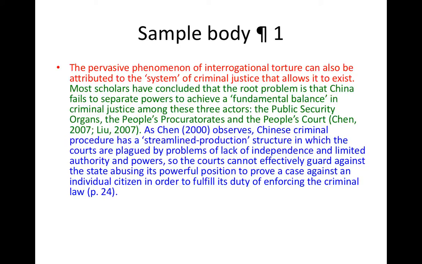Okay. The pervasive phenomenon of interrogational torture can also be attributed to the system of criminal justice that allows it to exist. Most scholars have concluded that the root problem is that China, this is from a paper about interrogational torture of people in prisons in China, fails to separate powers to achieve a fundamental balance in criminal justice among these 3 actors: the public security organs, the people's procuracies, and the people's courts.